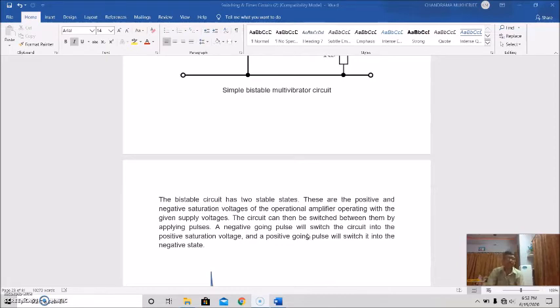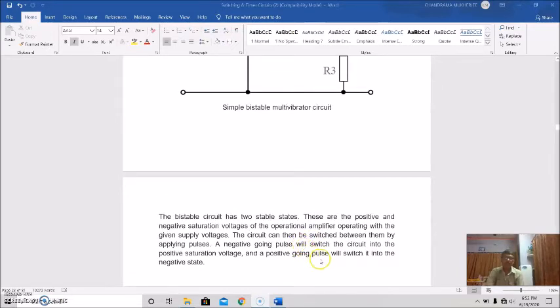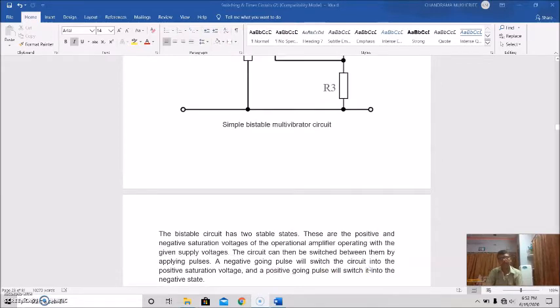Actually, during the detailed discussion of the monostable multivibrator, we showed the saturation voltage between plus VCC and minus VCC. So these are the positive and negative saturation voltages of the operational amplifier operating with the given supply voltage. The circuit can then be switched between them by applying pulses. A negative going pulse will switch the circuit into the positive saturation voltage. A positive going pulse will switch it into the negative state. That we have discussed in our earlier class.